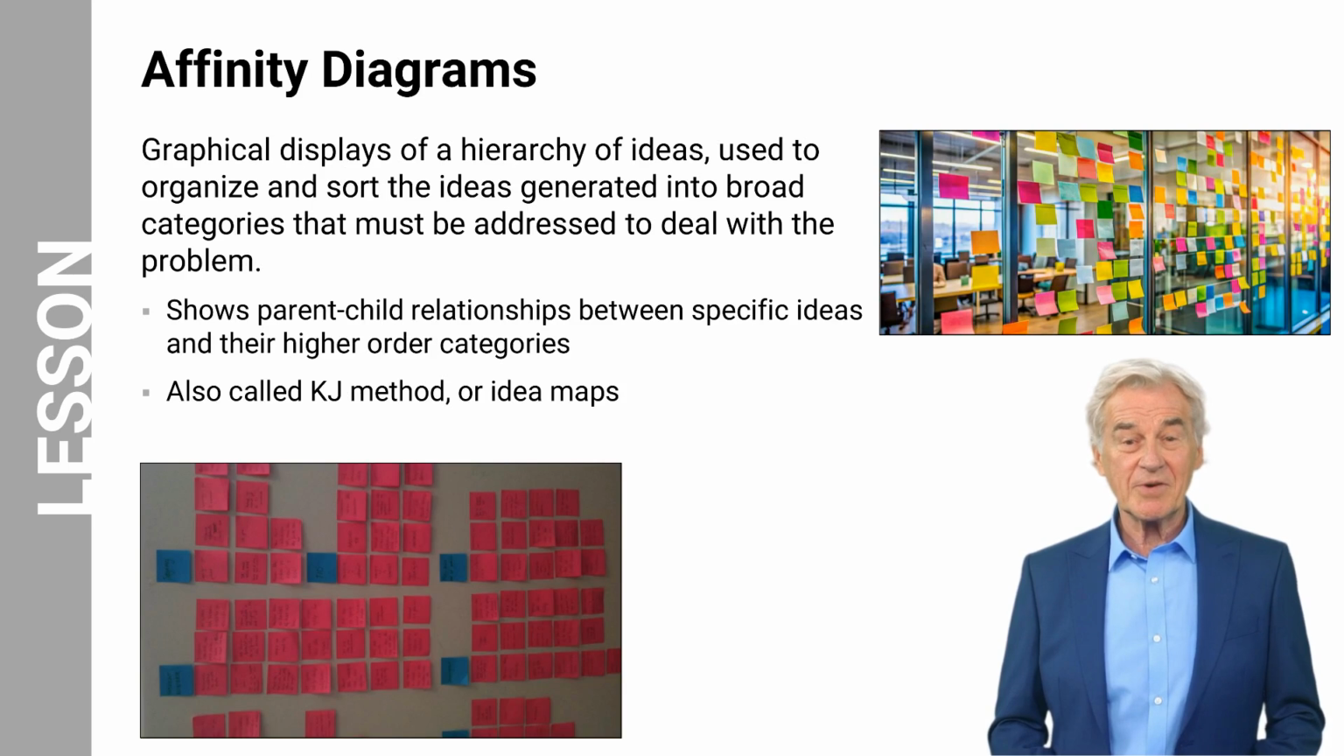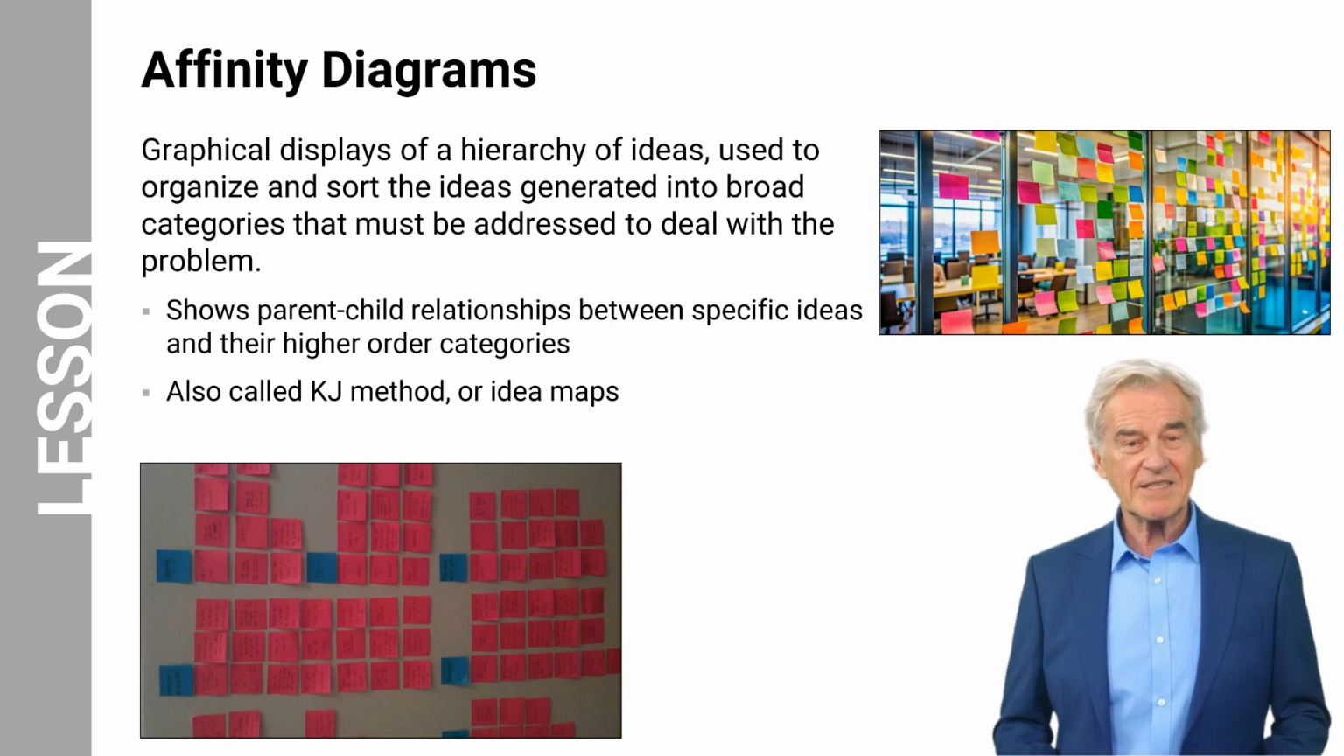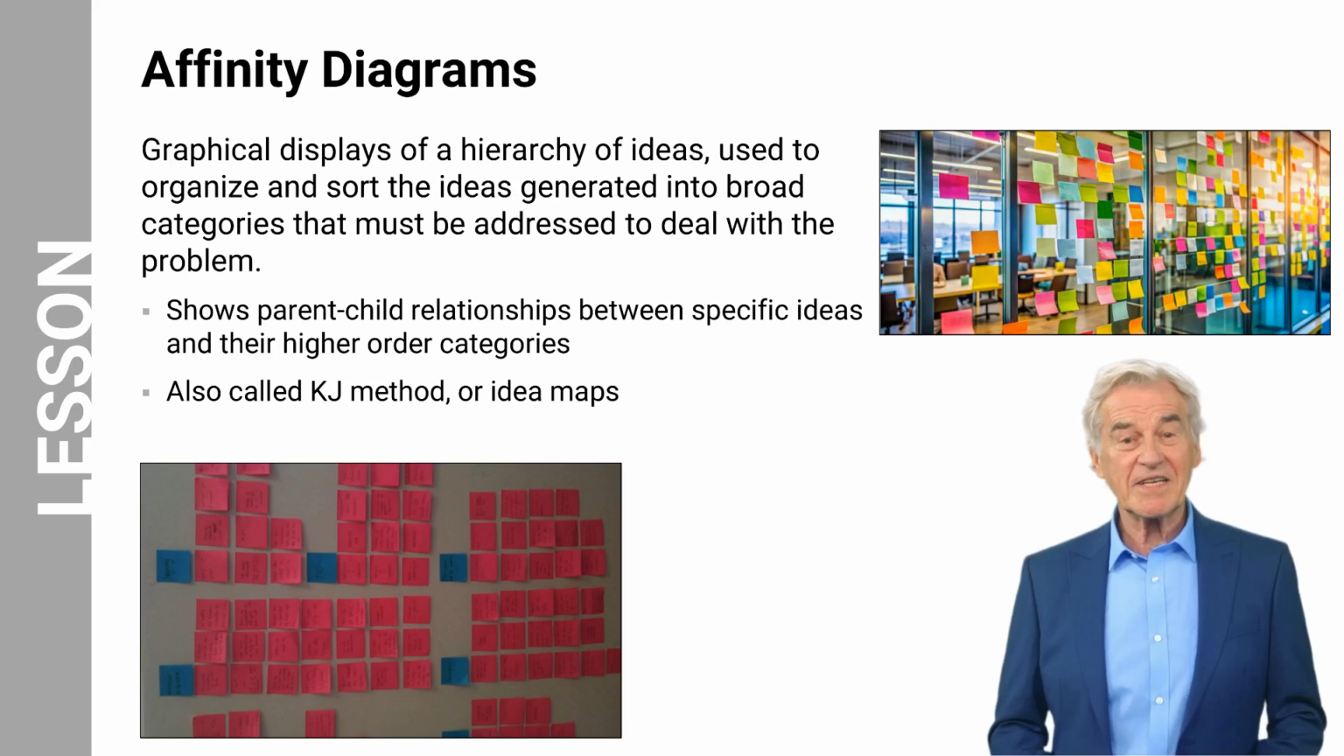A more structured form of brainstorming is the use of affinity diagrams. An affinity diagram, a graphical display of a hierarchy of ideas, is used to organize and sort the ideas generated in a brainstorming session into broad categories that must be addressed to deal with the problem. It shows a parent-child relationship between these specific ideas and their higher-order categories, which are referred to as affinity groupings. Affinity diagrams are also referred to as affinity charts, KJ method or analysis, or idea maps.